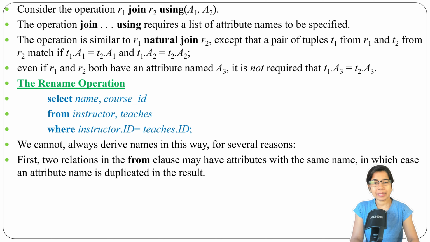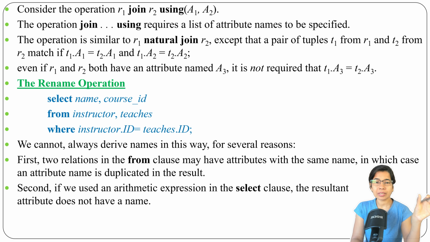Second, if there is any arithmetic operation in the select clause, then the resultant attribute doesn't have any name. Suppose we have marks and we add 10 marks to everybody. Then we should write it as updated mark. Otherwise we cannot distinguish which mark is the old one and which one is the new one.